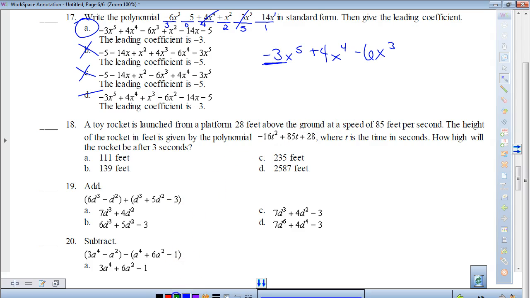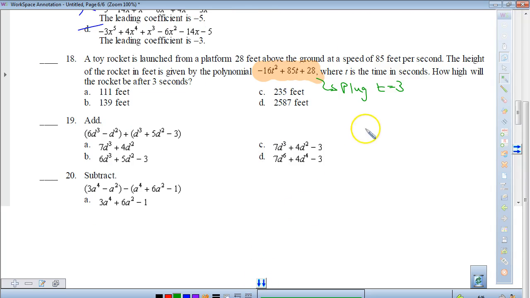Number 18, a toy rocket is launched from a platform 28 feet above the ground at a speed of 85 feet per second. The height is given by this polynomial here, negative 16t squared plus 85t plus 28, where t is the time in seconds. How high will the rocket be after 3 seconds? We need to plug in t equals 3. So we have negative 16 times 3 squared plus 85 times 3 plus 28.